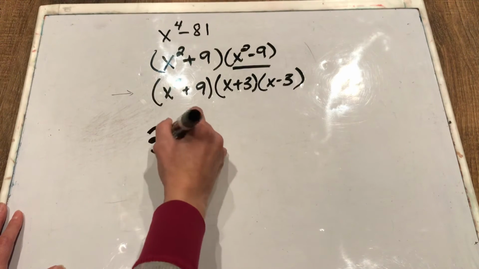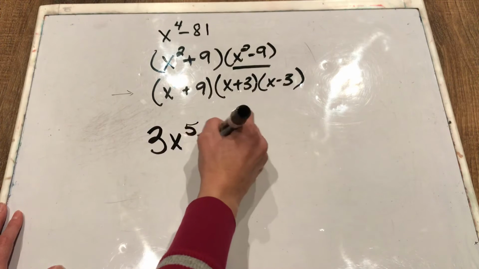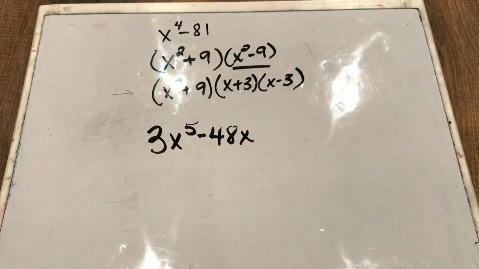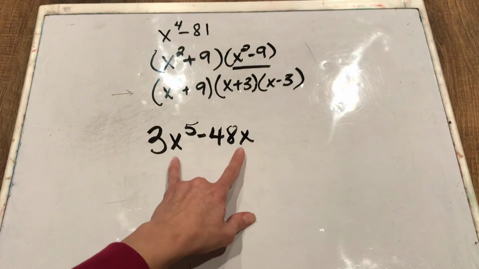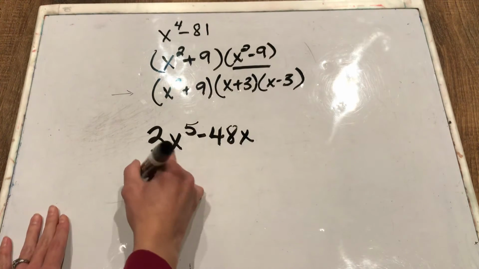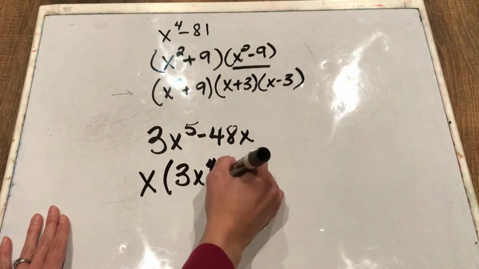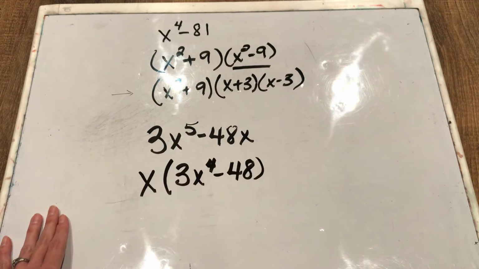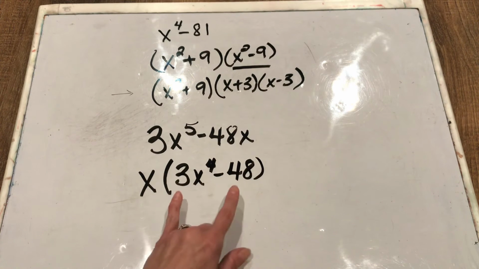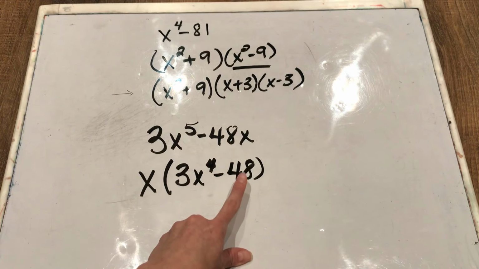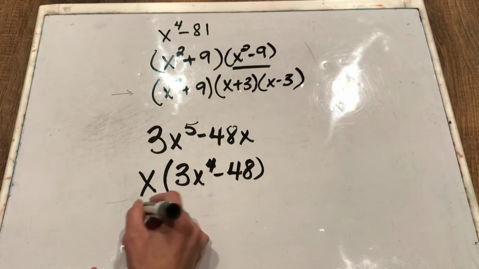What about 3x to the 5th minus 48x? Let's factor this one completely. Well, I see an x in both parts, so I'm going to pull that out first. And then I'll have 3x to the 4th minus 48. Now I see a 3 here. Is this one also divisible by 3? It is. So we're going to want to take that 3 out as well.